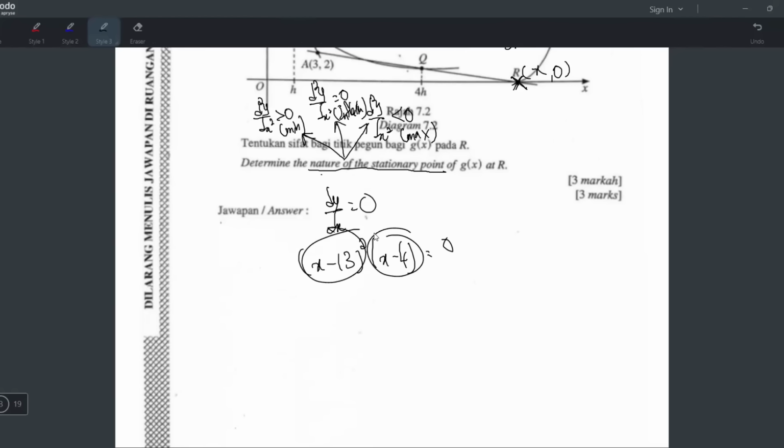This one equals 0, this one equals 0. It means (x minus 13) square equals 0, and then x minus 4 equals 0. This is the correct way. Okay? And then your x will get 4, and then the x will give you 13 here, because when you square root, square root of 0 is 0 also. And then, yeah, 13, 4.